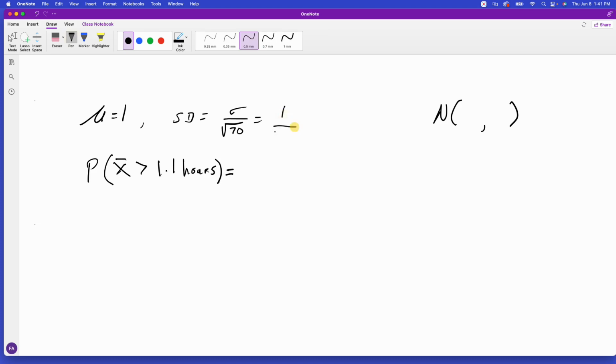We're going to do 1 divided by the square root of 70. When we do that, we end up with 0.12 hours, mind you. So when we do this normal approximation here, we're talking about a distribution with mean 1 and standard deviation 0.12. Now what can we do with this?